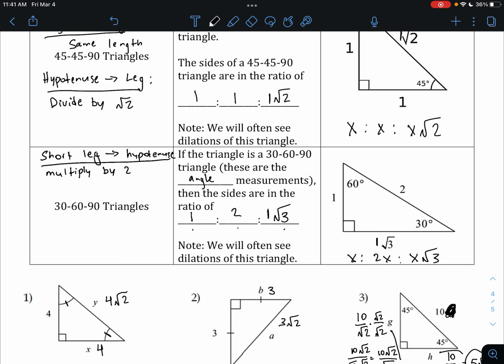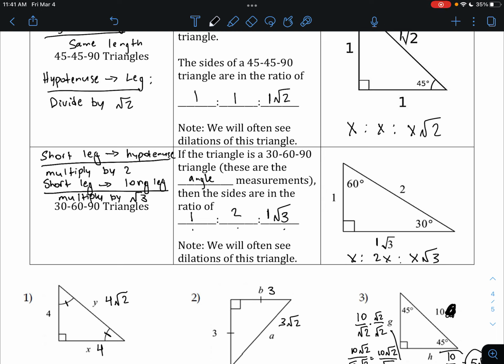If I know my short leg, I can also find my long leg. So if I want to find my long leg, short leg to long leg, we're going to multiply by the square root of 3. So I'm just basically going to tack on a square root of 3 to my long leg. So if my short leg was 7, my long leg would be 7 square roots of 3. Wherever that number changes, wherever that x changes, that's what's going to go there.